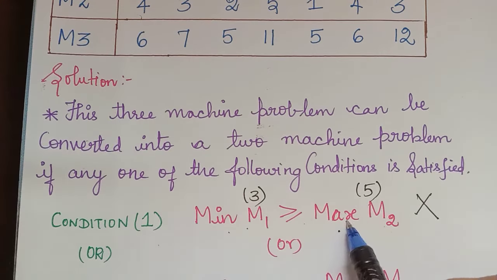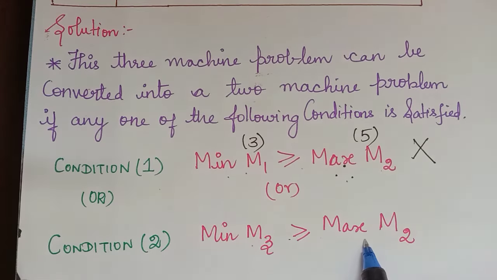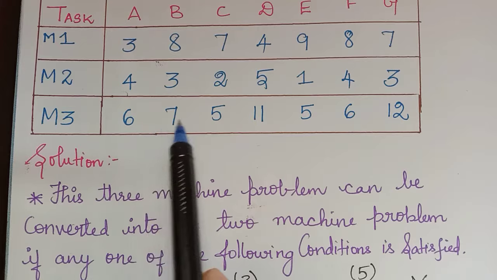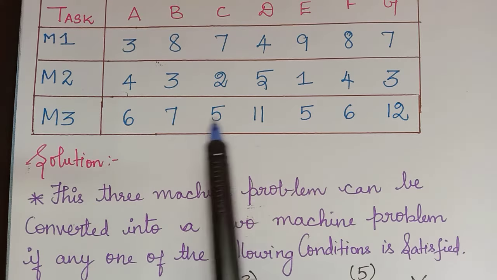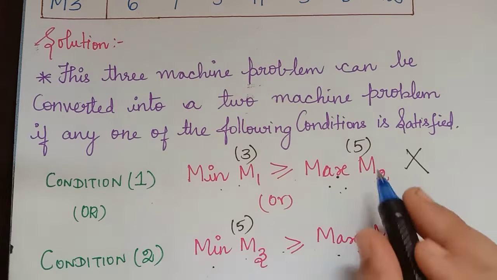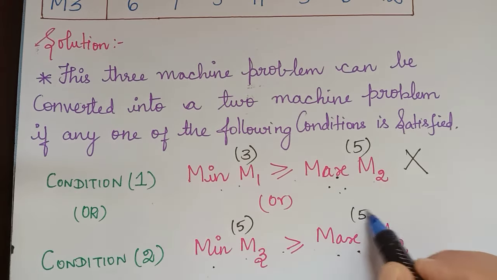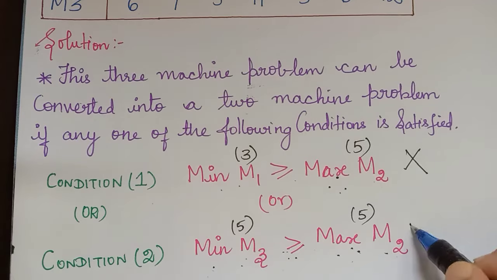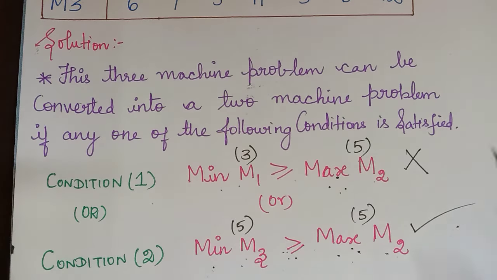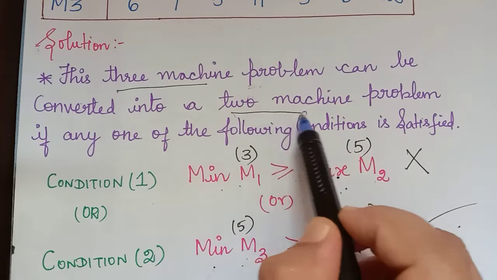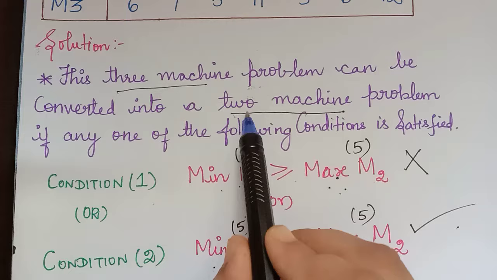If this is not satisfied, we should check whether the next condition is satisfied or not. What is the minimum processing time of machine 3? For M3, out of all these, 5 is the minimum processing time. Let's make a note of this. And what is the maximum processing time of machine 2? Already we checked and found that it was 5. So the minimum processing time of M3 is equal to the maximum processing time of M2. It has to be either greater or equal, so this condition is satisfied because they are equal. And if any one of these conditions is satisfied, then this 3 machine problem can be converted to a 2 machine problem, and solved as we solve the 2 machine problem.